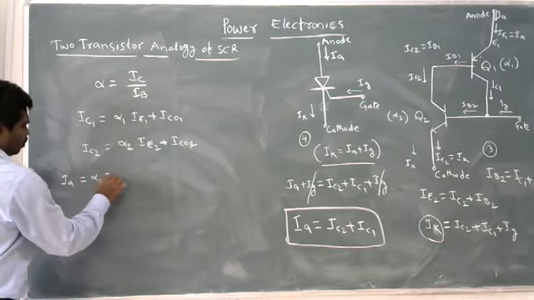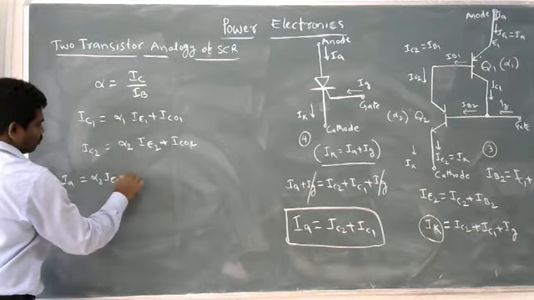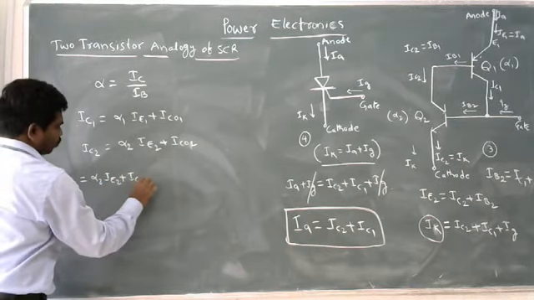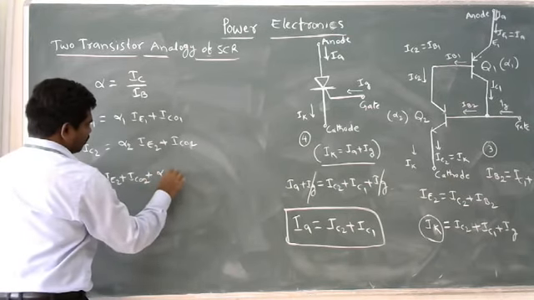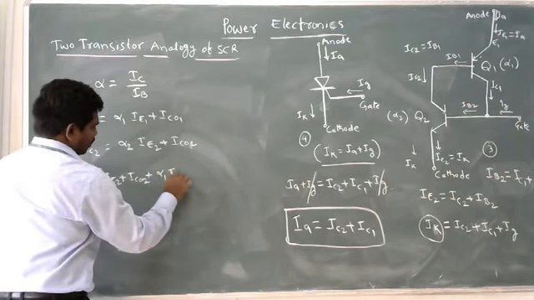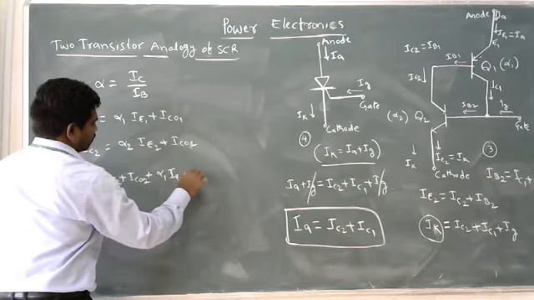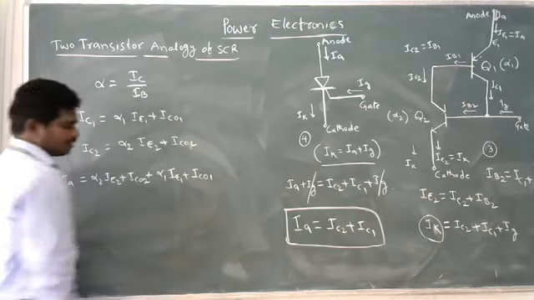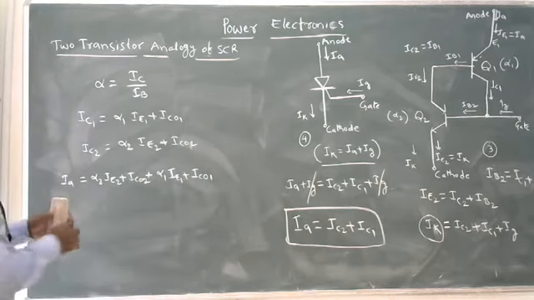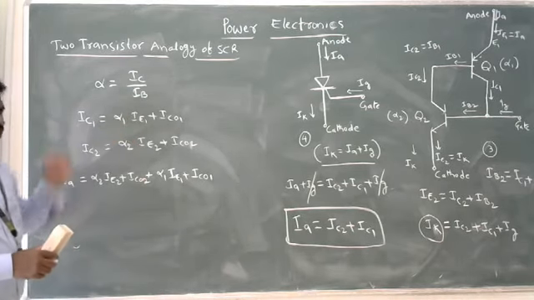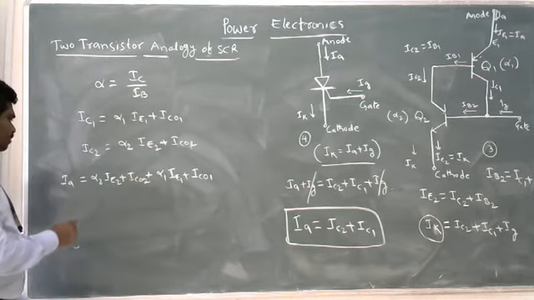Alpha 2 IE2 plus ICO2 plus alpha 1 IE1 plus ICO1. Simply replacing that IC2 plus IC1 with their respective values in these two equations. Okay, let's see next.